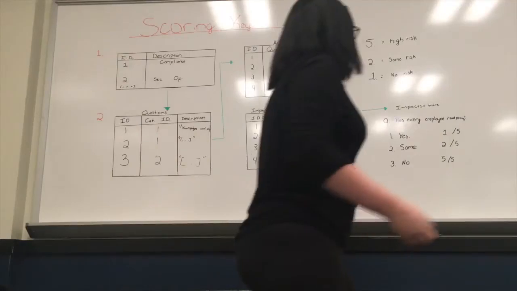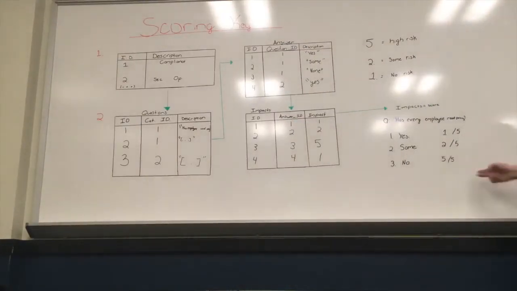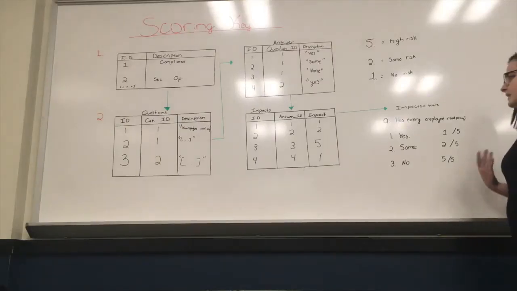And then at the end of it, we're going to take all of the values and divide them by the number of questions, and we'll get a number out of 5. And that's it.